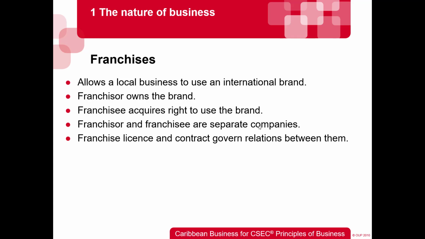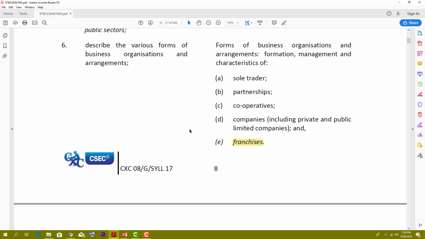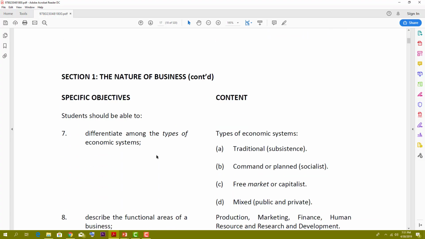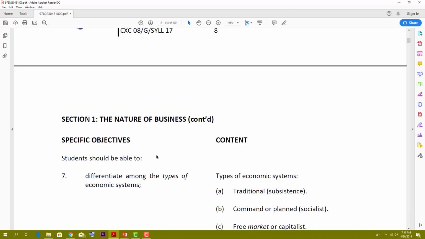And I think that should basically cover the key sections from objective 6. We looked at sole trade, we looked at partnership, we looked at companies. I would do a video on cooperatives if the comments request it, but the major ones have been covered. So, unless otherwise stated, we will be going on to objective 7, which is to differentiate among the types of economic systems. So that would be in the next video.